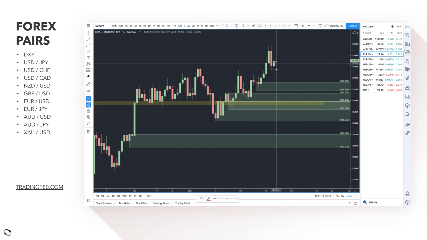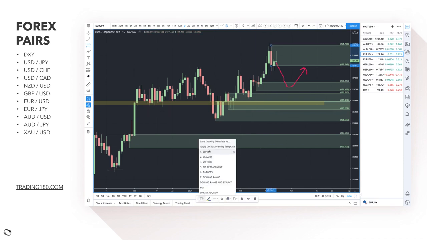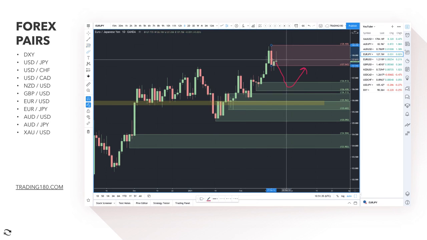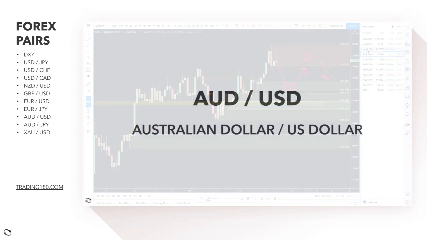So what you're looking for now is a pullback into a demand zone if you want to get long on the euro. That's actually a very nice zone to get long on. If you're looking for short trades, then you're looking for a pullback for supply to appear somewhere around here. That would be where supply would be, and then you're looking for a pullback into supply after it's done its move, and then looking for a short trade in there.